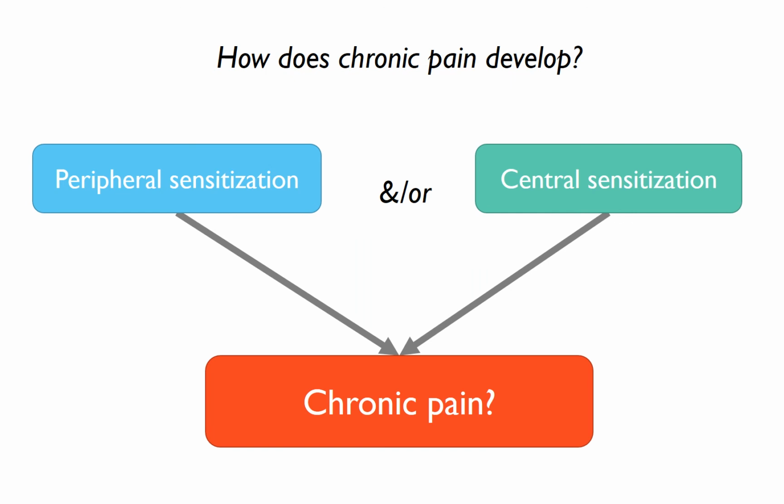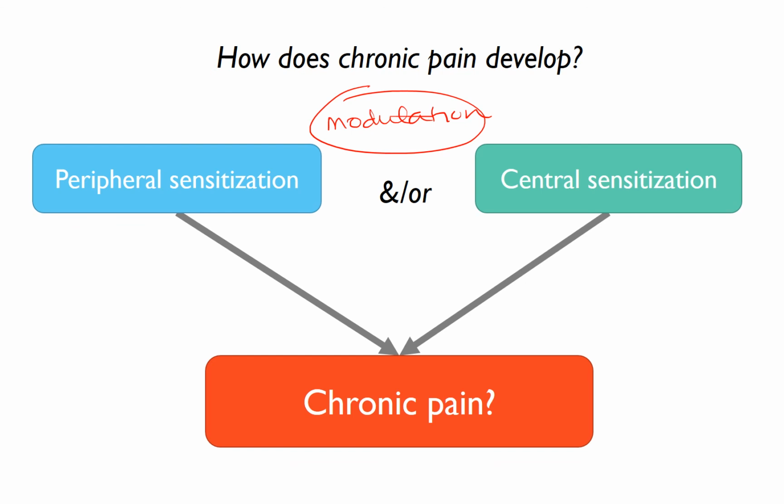The question on everybody's mind is, how does chronic pain develop? Does chronic pain develop because there is a problem in the periphery, such as peripheral sensitization? Is there a problem in the central nervous system, such that there is central sensitization? Or maybe it's something else. Maybe there is a problem with our pain modulating systems. Those modulating systems are the gate control theory of pain and descending inhibition. Is there a problem with these systems?